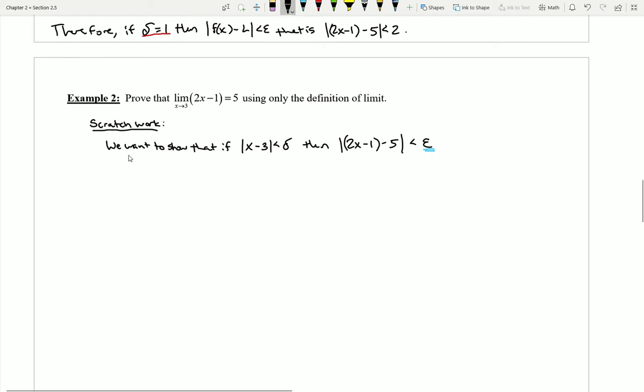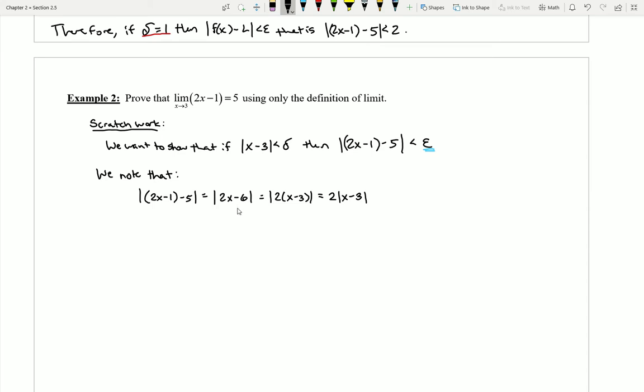We're going to start by investigating the same stuff that we did before. So I'll say we note that this absolute value of 2x minus 1 minus 5, we know that that's going to be equal to 2x minus 6 in the absolute value bars. We know that we can rewrite that as 2 times the quantity of x minus 3 in there, and we saw in the last video how we could rewrite that as 2 times the absolute value of x minus 3.